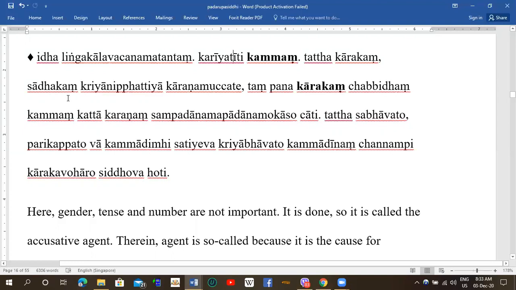Look at kariya nepatiya. Kariya nepatiya is a combination of kariya and nepati. Kariya. Yeah, nepati. What is nepati? Accomplish. Look at nepati.